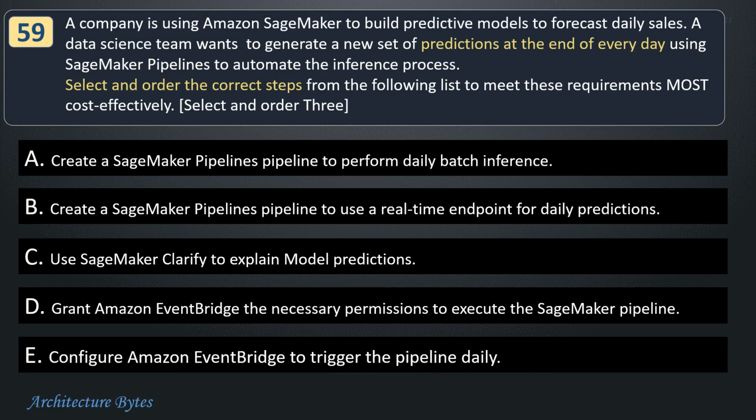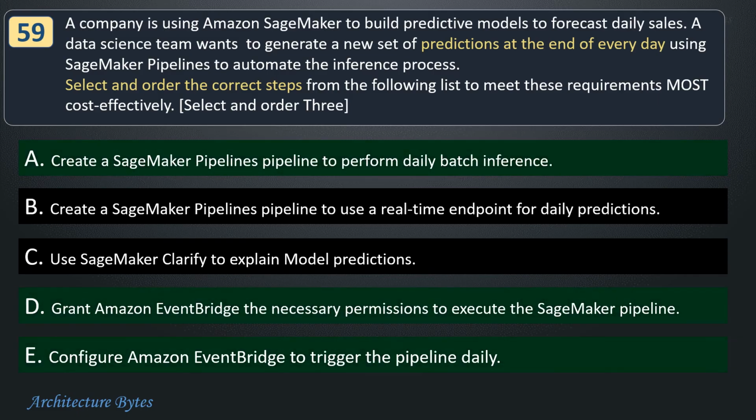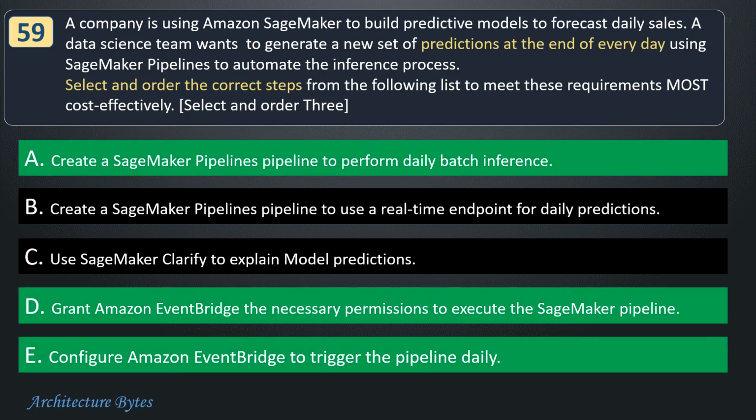Of these, options B and C are clearly not correct, because option B refers to using a real-time endpoint, and our scenario is to generate a new set of predictions at the end of every day. So it's not real-time. Okay, so option B is not correct, and option C, use SageMaker Clarify to explain model predictions, our use case does not talk about explaining model predictions, so that too is not correct. So options A, D, and E are the correct options, and we need to arrange them in the right order.